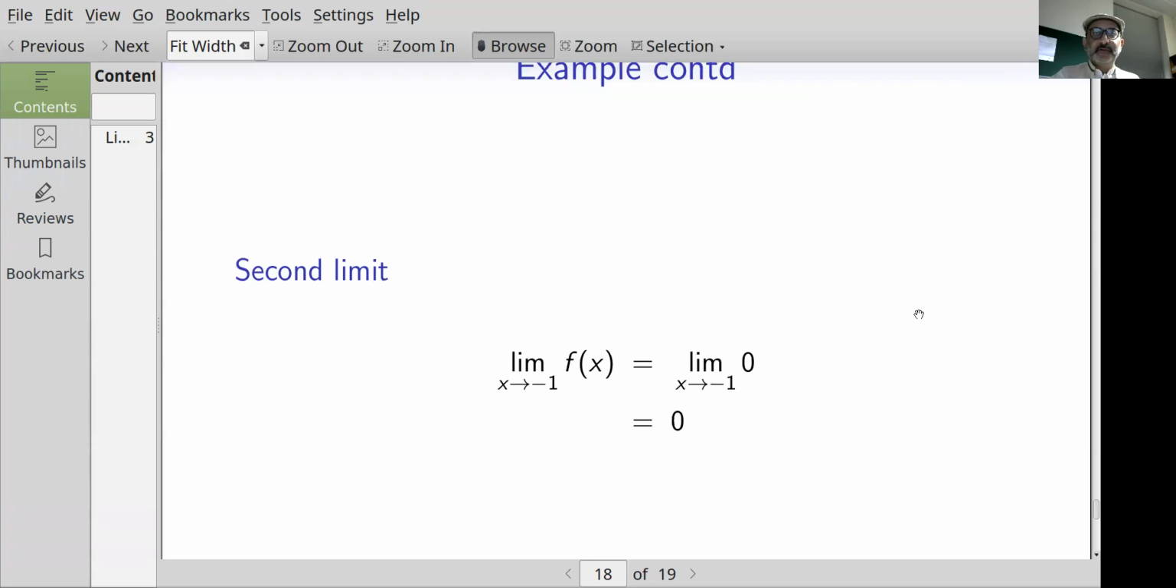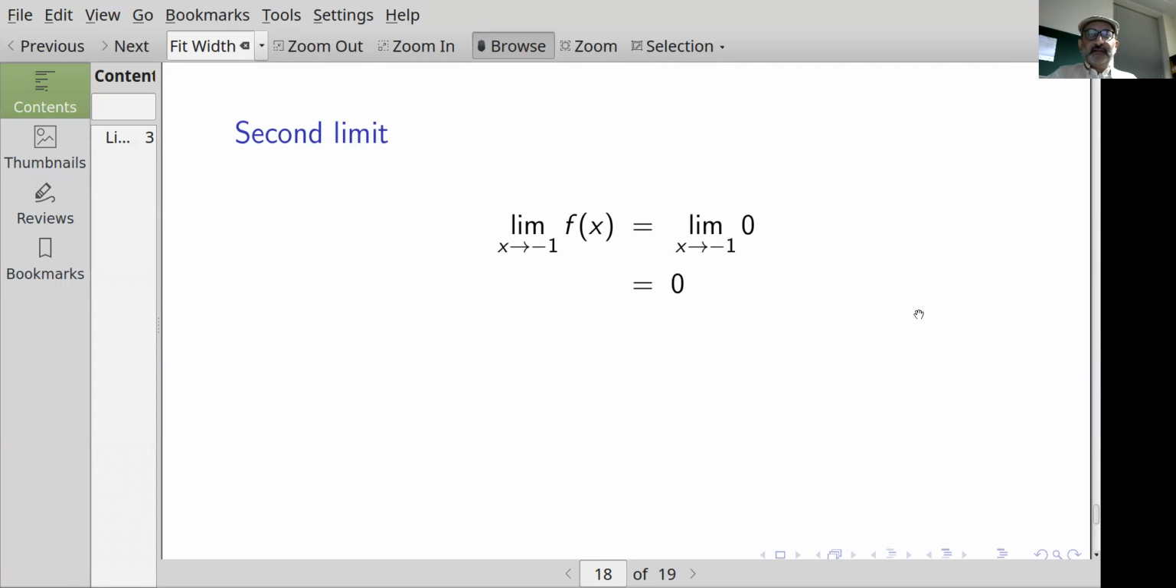Let's look at the second limit. If you're taking the limit as x goes to minus 1 of f of x, well, if x is really close to minus 1, then x is negative. When x is negative, f of x is 0, the way we've defined this function. So the limit as x goes to minus 1 of f of x equals the limit as x goes to minus 1 of 0. So as x is getting really, really close to minus 1, 0 just sits there being 0, and it's arbitrarily close to 0.